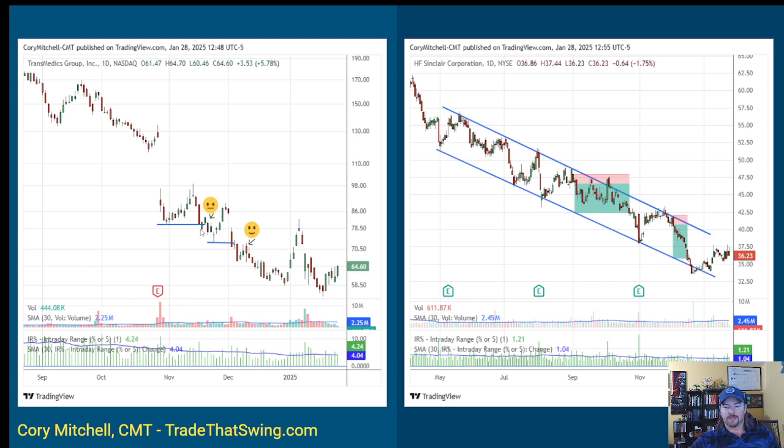So we dropped and had a pullback, but I put a not so good face on it because while it's a nice sharp drop, it doesn't really make any progress below this last swing low. It just kind of gets there and then has a bounce right away. I don't like that. That's not quite enough momentum.